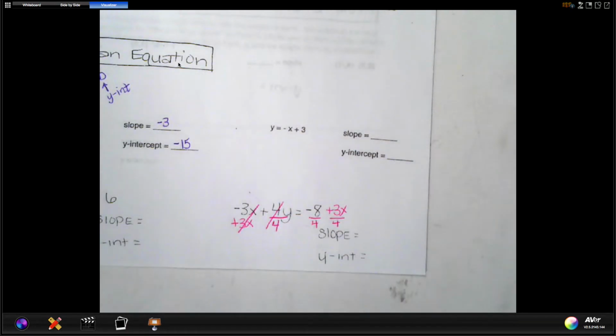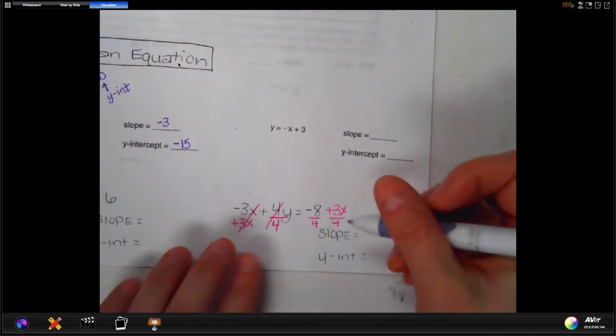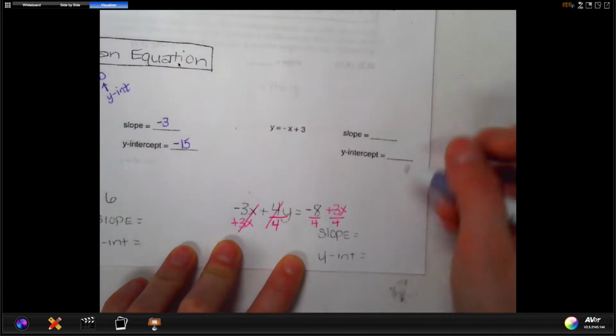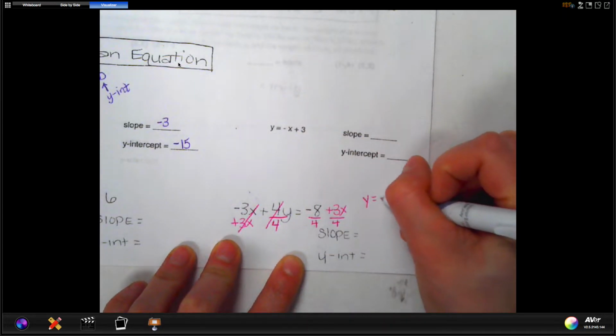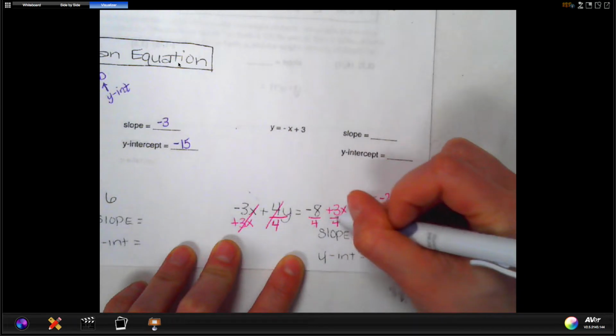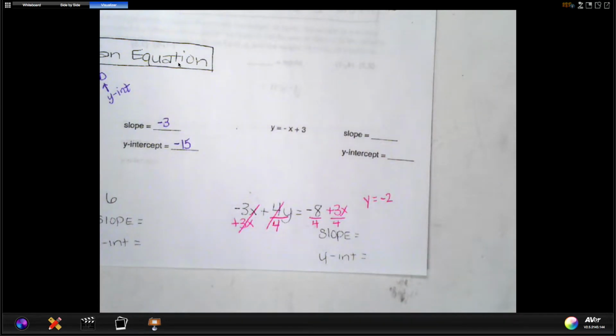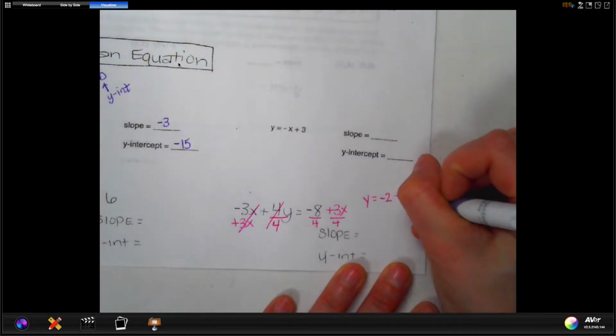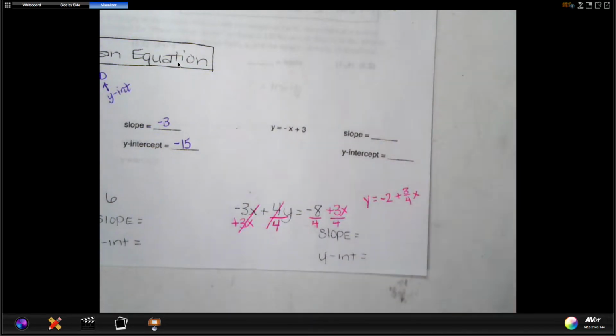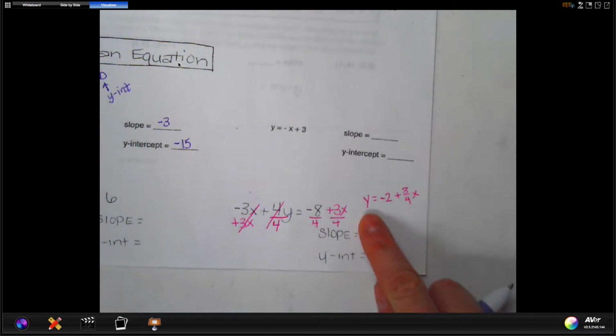What you really want to do is rewrite this after you've simplified. The only thing left here is y, and then negative 8 divided by 4 gives us negative 2, and then 3 divided by 4 gives us a decimal. If it gives us a decimal, what we really want to do is leave it in fraction form. So this would be positive 3/4, and then x stays on that. Now you can identify your slope and your y-intercept because y is alone.